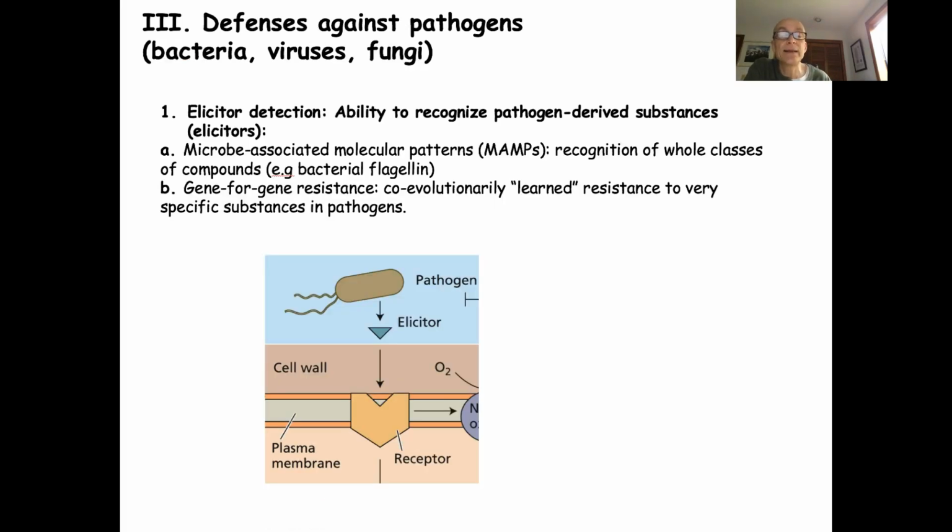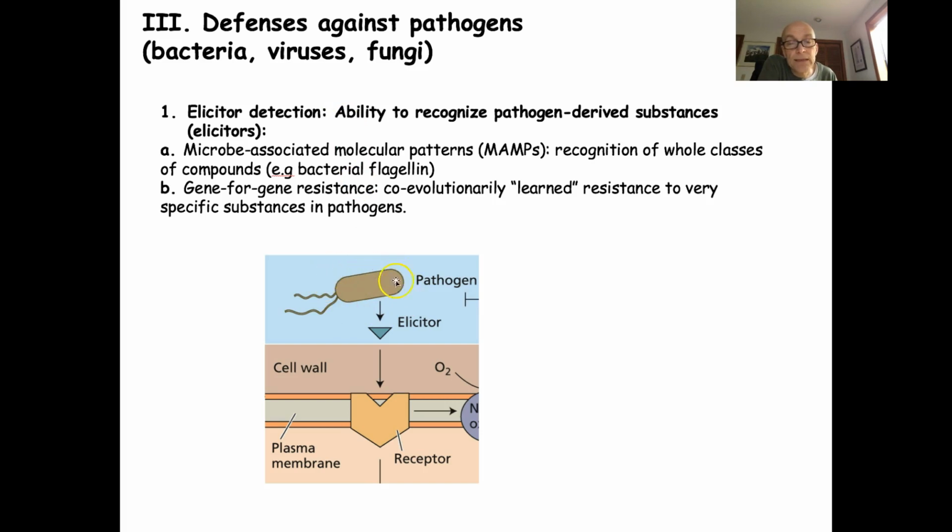Now let's look at some defense mechanisms that are specifically evolved against bacteria, viruses, and fungi. So again, we have a number of categories, and I want to walk you through some categories and illustrate those with some examples. In this first case, it's all about detecting certain elicitors from pathogens, from bacteria, viruses, or fungi. And so what happens here is that the plants have evolved over time an ability to recognize these pathogen-derived substances.